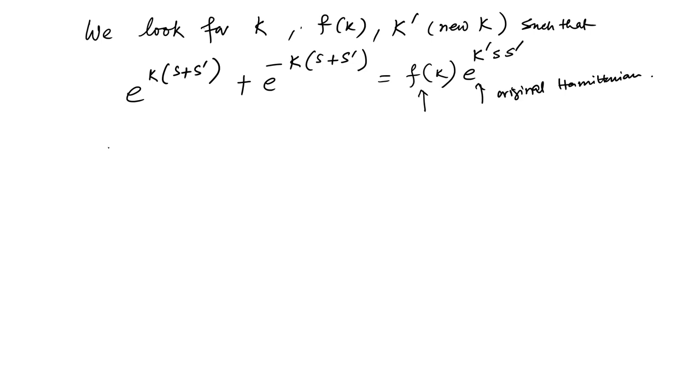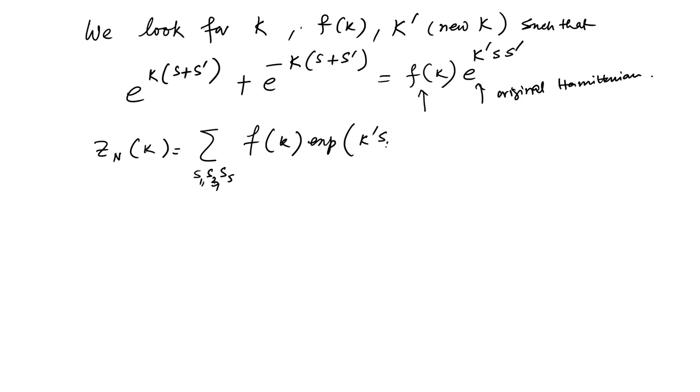with a new coupling constant and some quantity f(k) which we need to figure out. So this can be done as Z(N, k) is equal to the sum over s1, s3, s5, etc. This is like f(k) exponential k prime s1 s3, f(k) exponential k prime s3 s5.